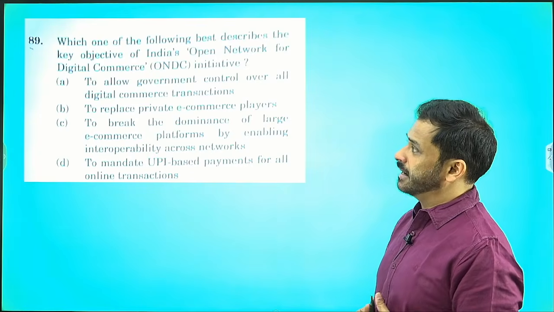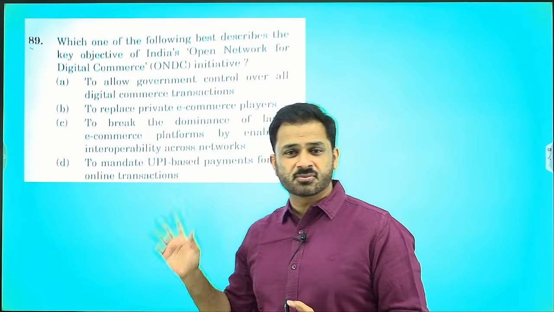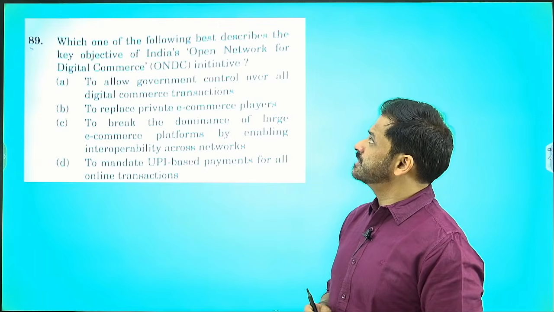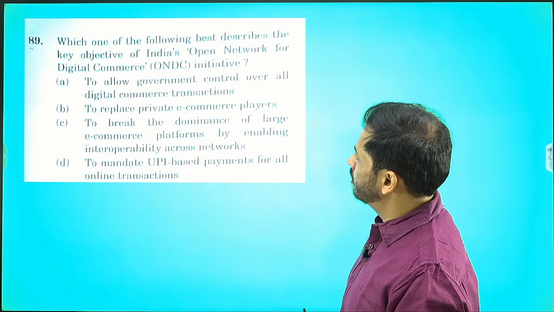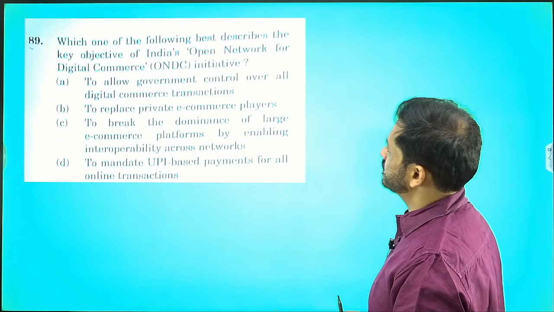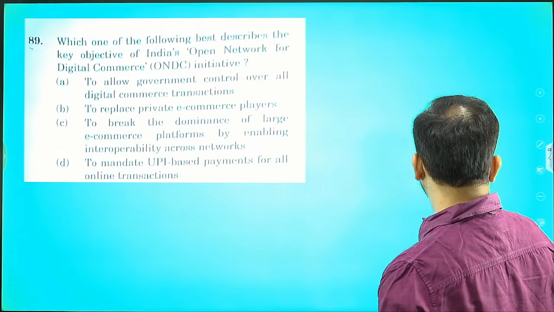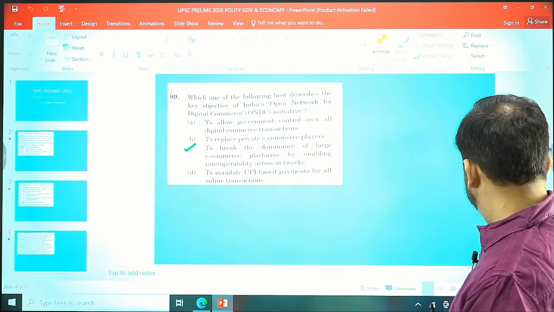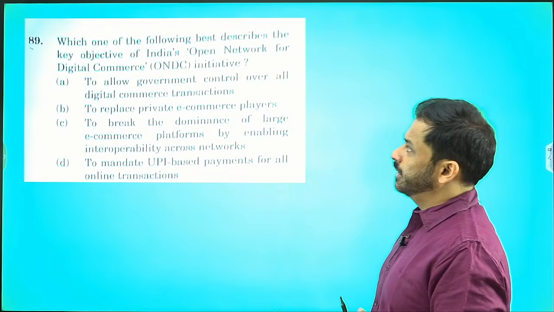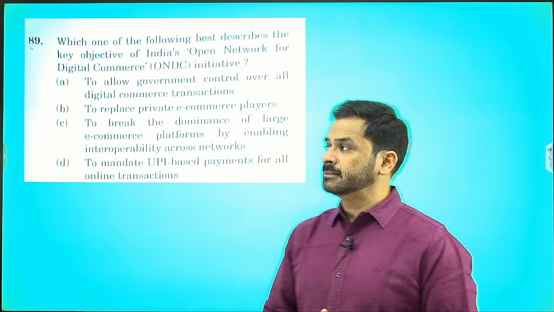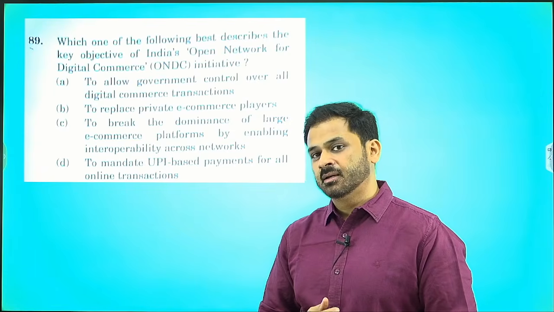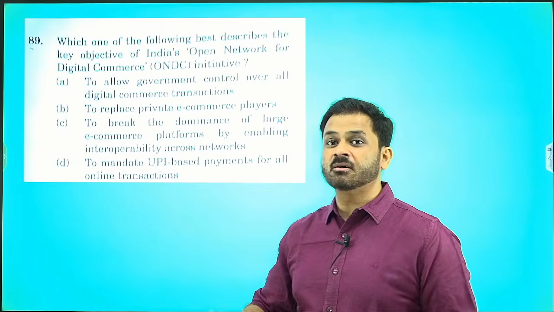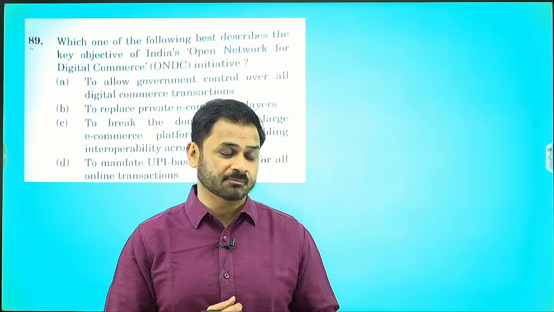Next question, number 89. I'm repeating, this was booklet series A. Which one of the following best describes the key objective of India's Open Network for Digital Commerce, ONDC, initiative? Now, for this ONDC initiative, the ONDC initiative was started by the government so as to provide an alternative digital commerce platform in order to compete with the big giants like Walmart and Amazon, etc.